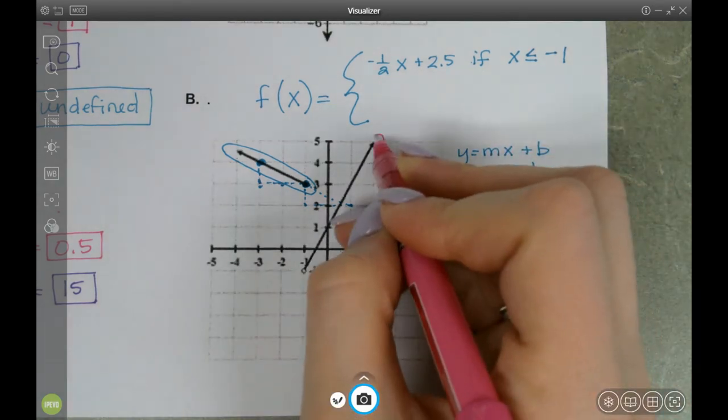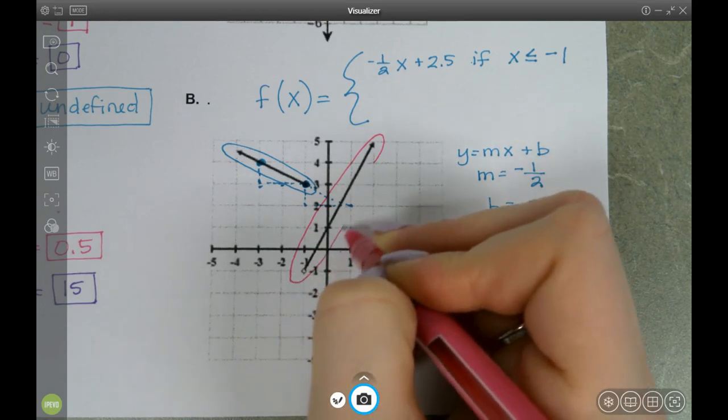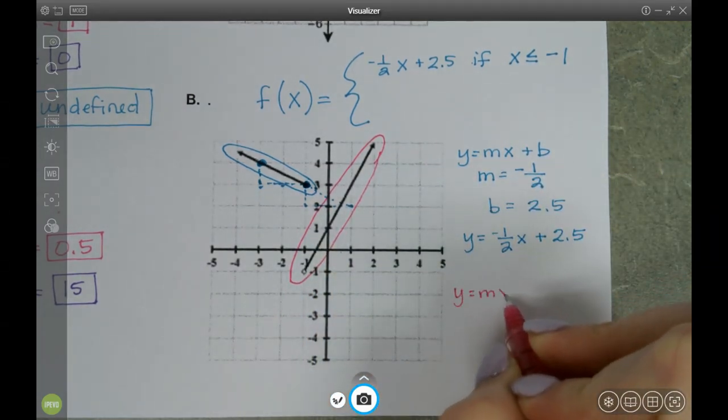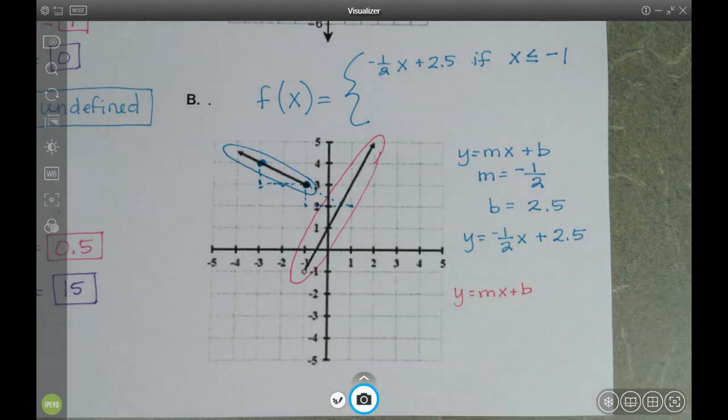Okay, go ahead and try and find the equation of the other piece. See if you can do that one without me.